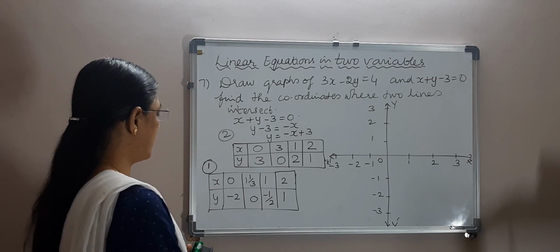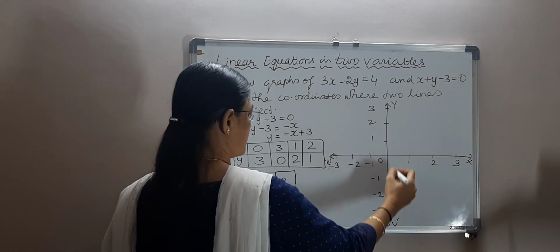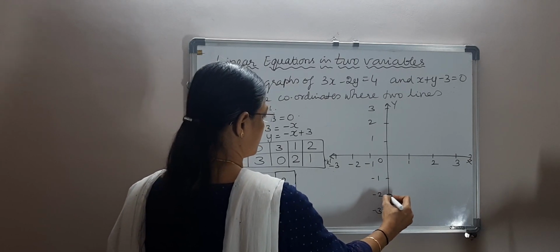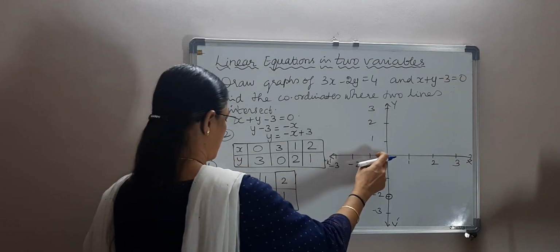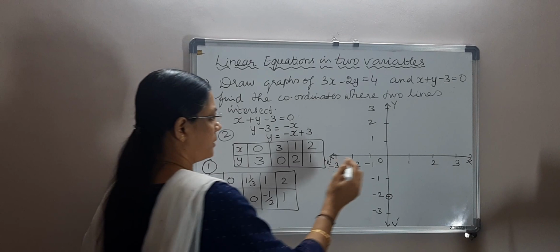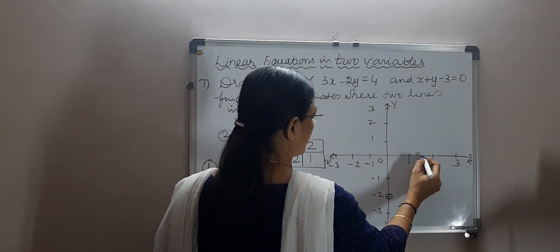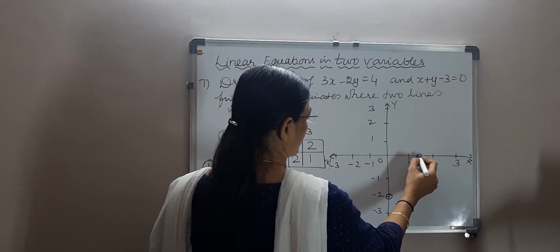See, for the first line, when x is equal to 0, what is y? Y is minus 2. Okay. Now when y is 0, what is x? When y is 0, x is 4 by 3. See, 4 by 3 is 1.33. It is less than 1.5. So we draw it here.